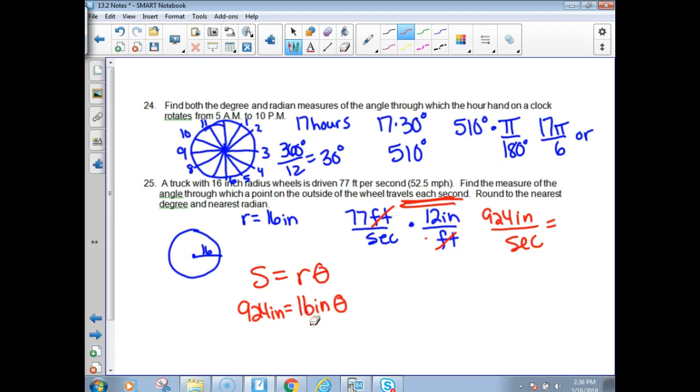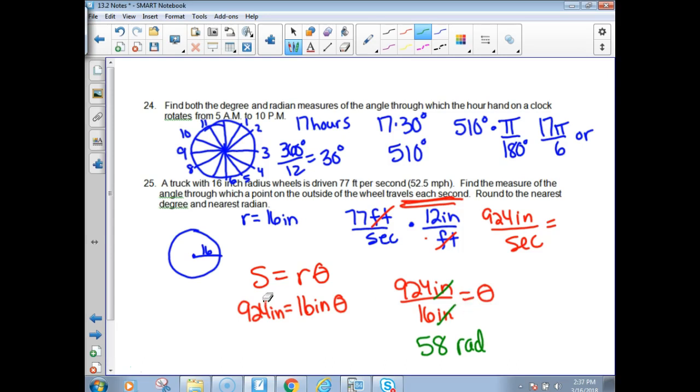Okay, so what are we going to do? We're going to divide the 924 inches by the 16 inches. And that's going to give us theta, which is what they asked us for. All right, the inches cancels out with inches. I just keep showing the dimensional analysis. And 924 divided by 16, I got about 58. You got 57.75, but it said round to the nearest degree and nearest radian. So that would be 58 radians because this formula gives us our theta in radians.